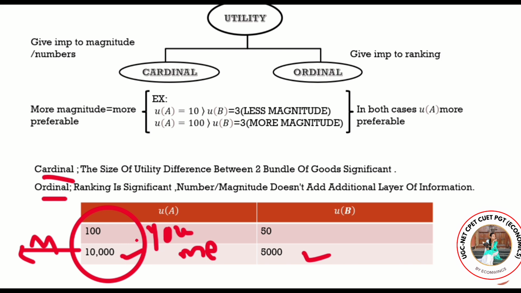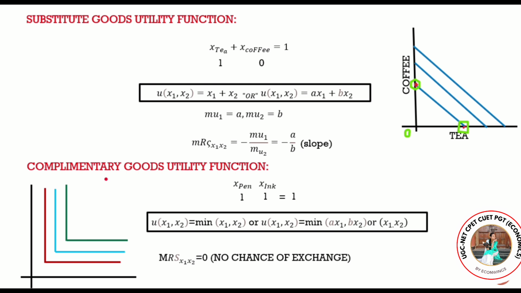Now the substitute goods utility function. Let's first understand what substitute goods are. Substitute goods are those goods that can satisfy the same need or want as another product or service, and they are interchangeable, like tea and coffee, dress and sari, normal water and coconut water. Here we consider tea and coffee, which is the common example of substitute goods.